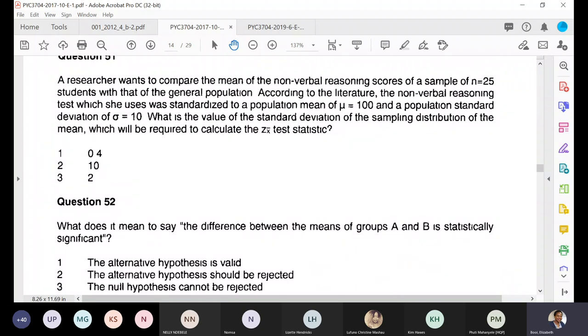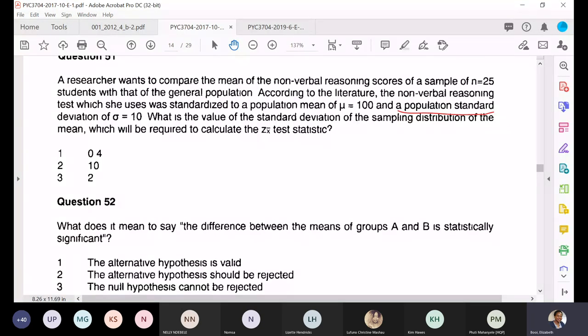A researcher wants to compare the mean of non-verbal reasoning score of a sample N is equal to 25 students with that of the general population. According to the literature, the non-verbal reasoning test which she uses was standardized to a population mean of 100 and the population standard deviation of 10. So we are given the population standard deviation. That is always very important to remember when you read the questions, especially when it's about testing. That is very important because it will give you much deeper insight in terms of what you need to be doing or what questions can follow after that.